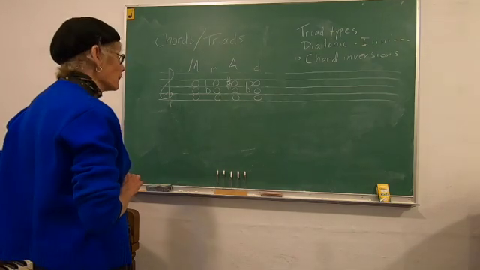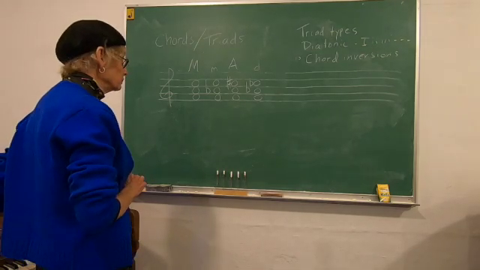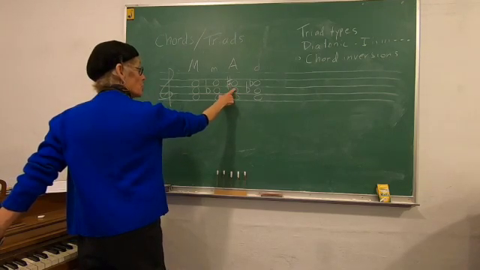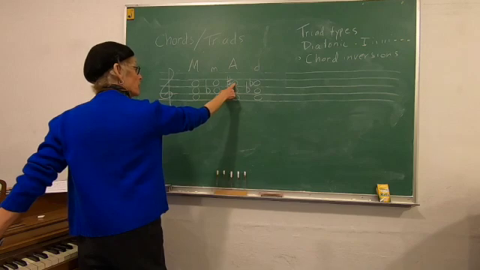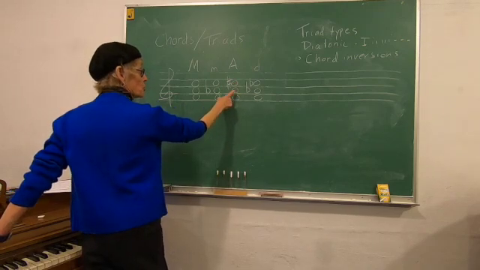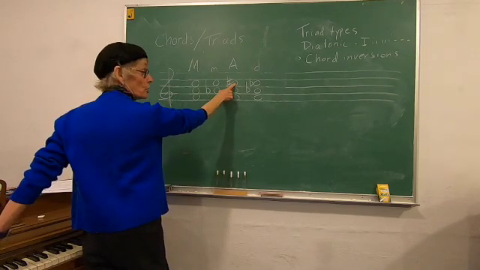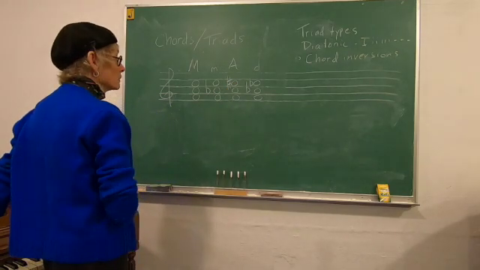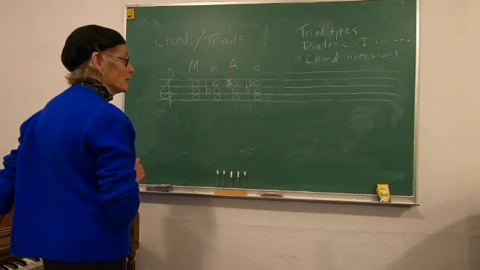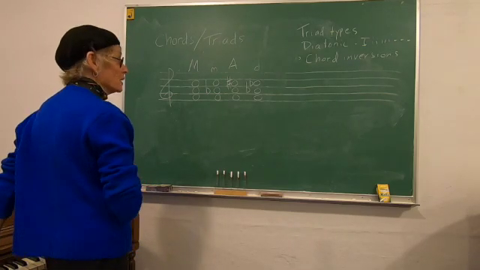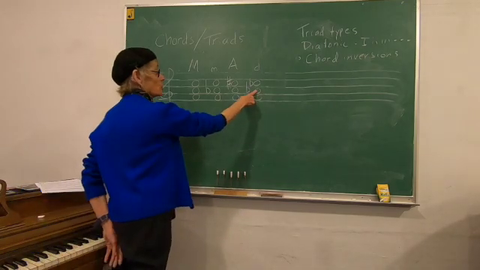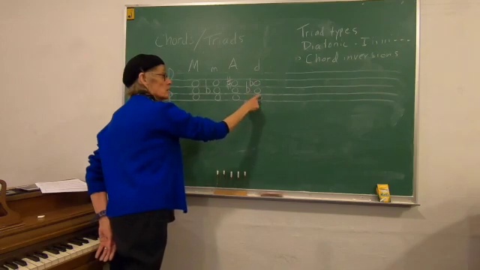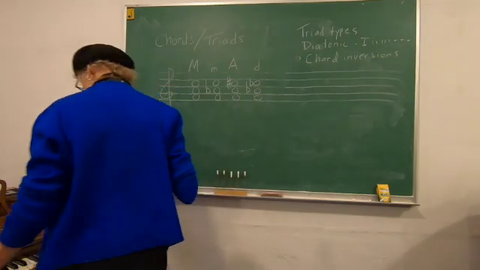major, minor. This one is augmented, with a major third and an augmented fifth, or you can also say major third between 1 and 3 and major third between 3 and 5. The next triad that we're going to show is a diminished triad, which has a minor third on the bottom and a minor third between 3 and 5, or a diminished fifth between 1 and 5. Sounds like this.